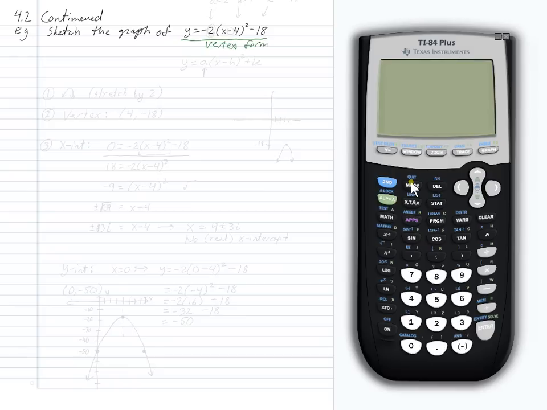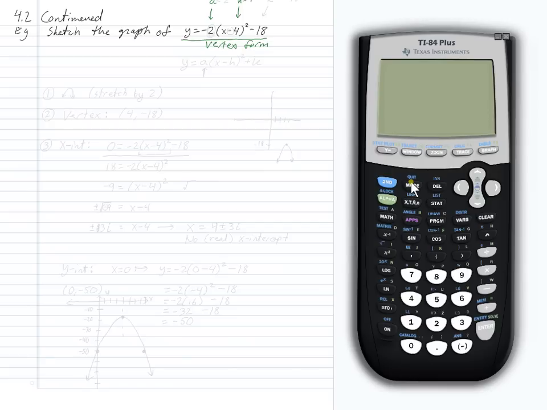Okay, so the difference here from standard form, we don't have an x squared and x and a constant. We have this quantity in parentheses, x minus 4 being squared. So we can pick out the pieces. Here we have a. H here is going to be 4.